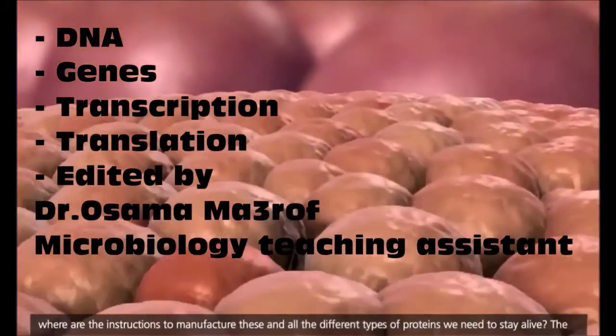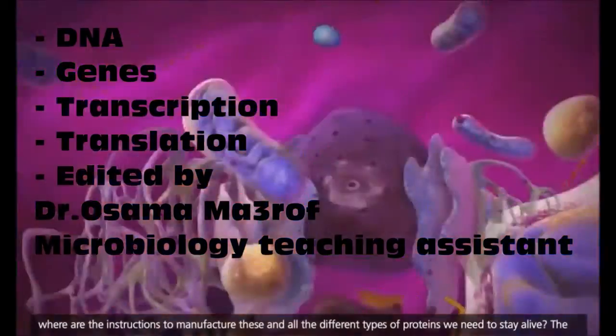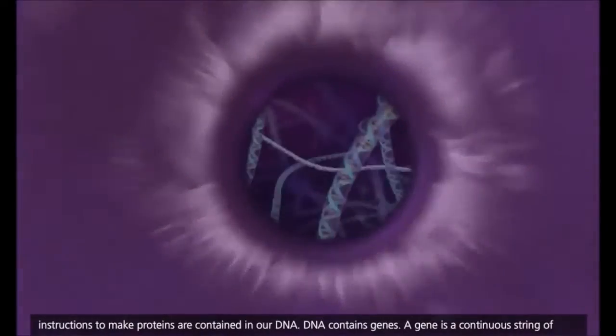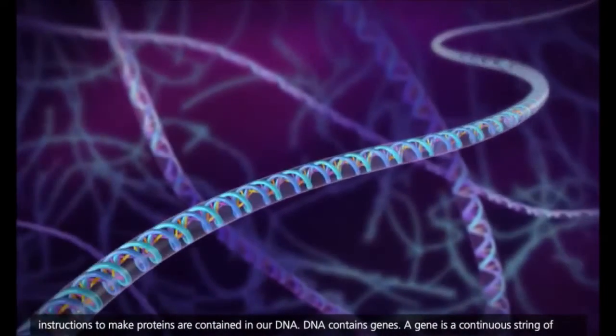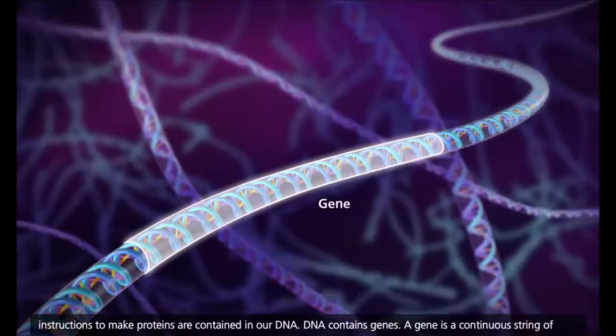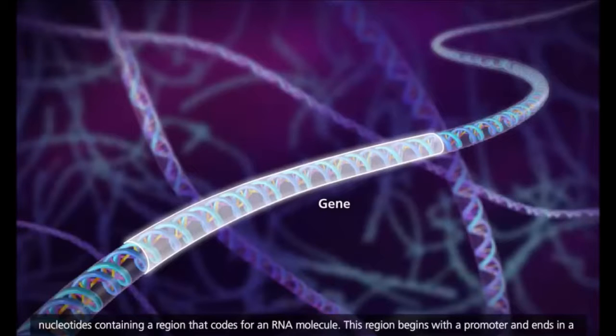And where are the instructions to manufacture these and all the different types of proteins we need to stay alive? The instructions to make proteins are contained in our DNA. DNA contains genes. A gene is a continuous string of nucleotides containing a region that codes for an RNA molecule.